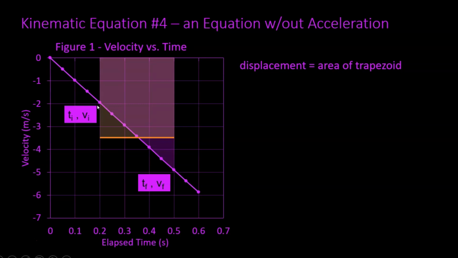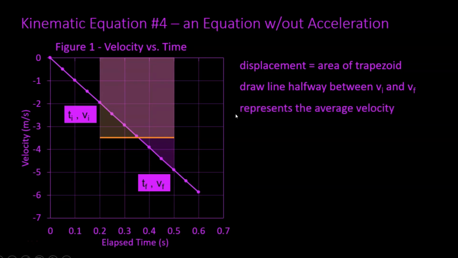And in this case, we know our initial velocity, v sub i, and our final velocity, v sub f. Well, I'm going to draw a line halfway between v sub i and v sub f. Now, if we just use the graph to look at, v sub i is negative 2 meters per second, v sub f is negative 5 meters per second. So halfway between 2 and 5 is going to be 3.5. So I'm going to draw a velocity line at negative 3.5 meters per second. Why is this important? Well, this negative 3.5 meters per second is the average velocity during this time interval.